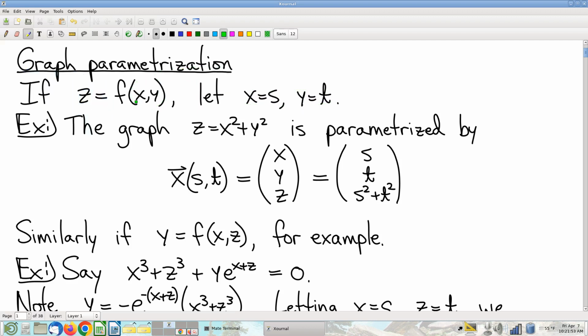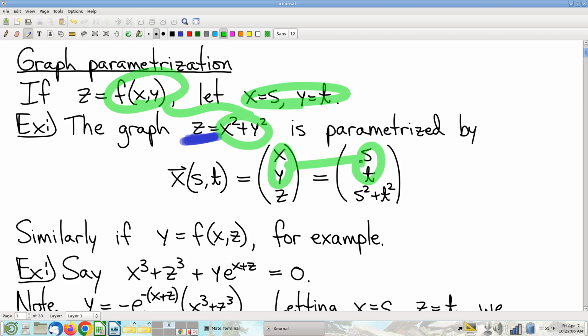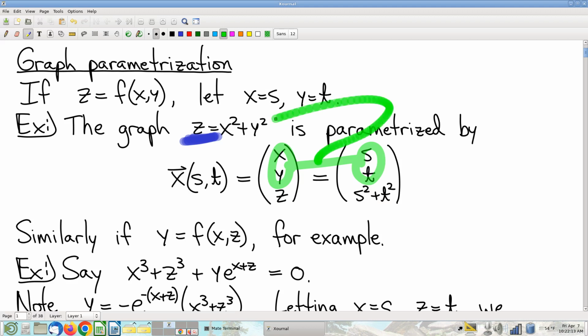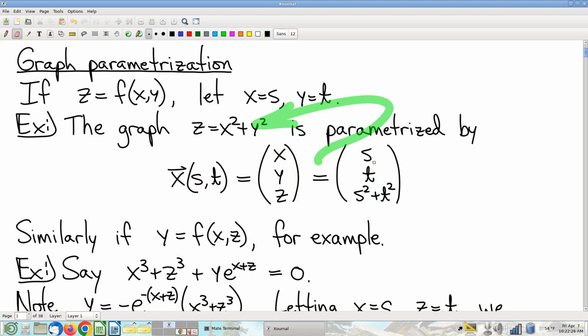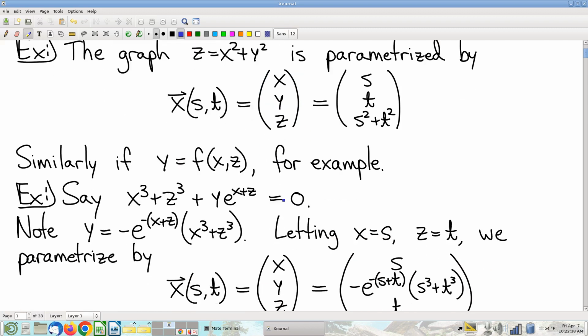Notice that plays out in this example. Here I have a graph because I've solved for z. My input parameters are x and y. So as advised in this generic method, I let x and y be my input parameters. Notice, having done that, plugging in these formulas for x and y requires that I use this formula here for z, and we're done. We have a parameterization. We have position as a function of two parameters. Everybody happy? Okay, so this trick, again, very, very similar to something we've seen before.